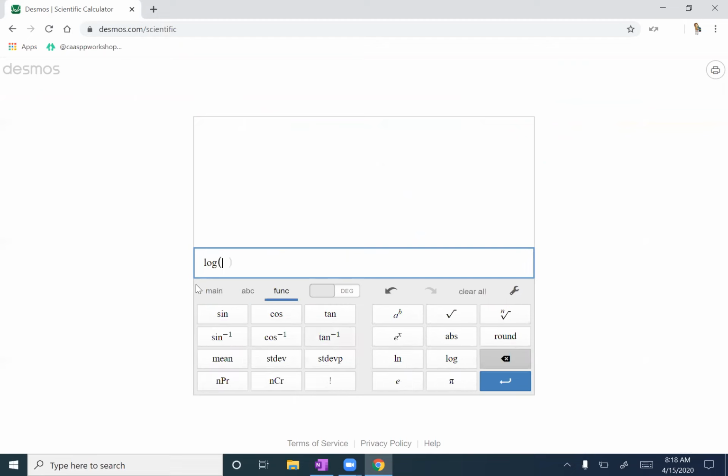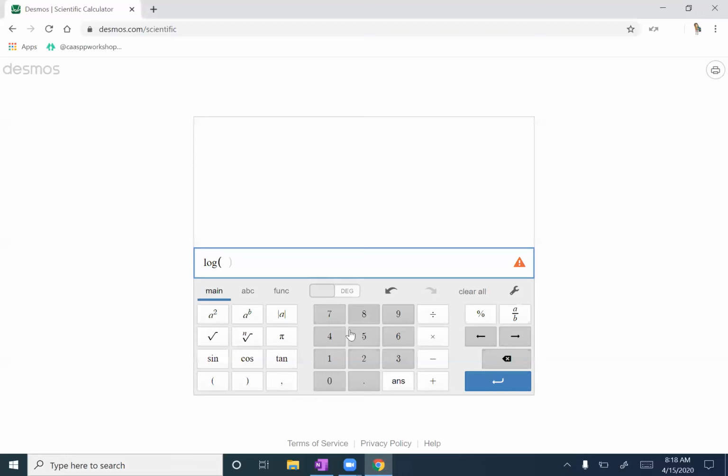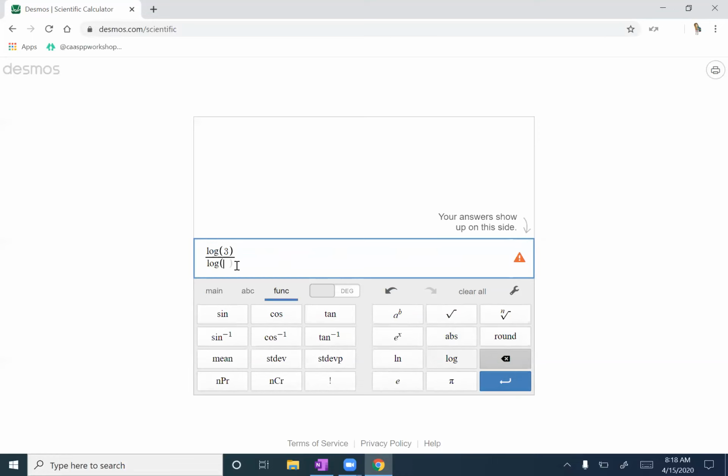So we have log of 3 divided by log of 5 minus log of 3. Remember that you can use your keyboard to do these values.